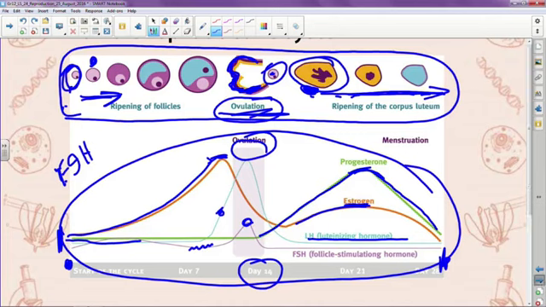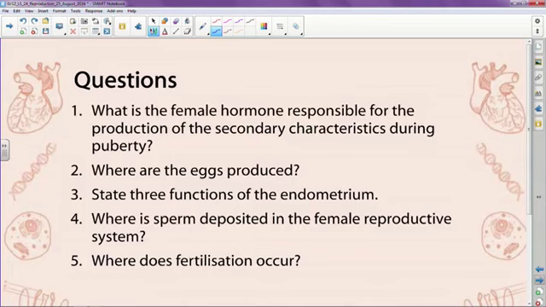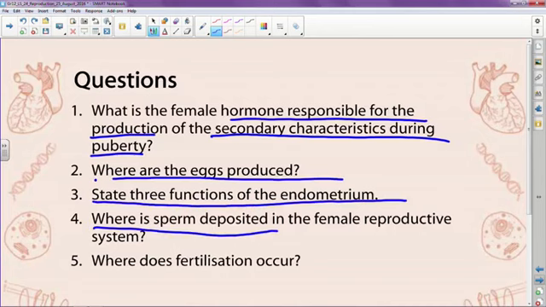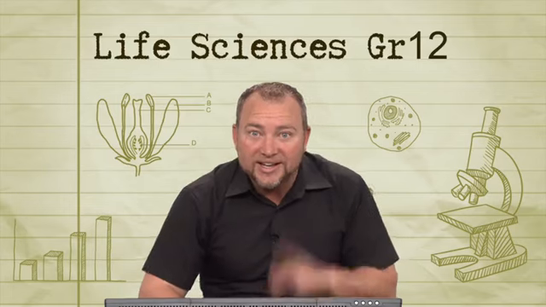Now, here's a question for you quickly. I'm going to give you quick questions. What is the female hormone responsible for the production of secondary characteristics during puberty? Where are the eggs produced? What are 3 functions of the endometrium? Where is the sperm deposited in the female's reproductive system? And lastly, where does fertilization occur? I'm going to give you a quick 2 minutes for that. Are you ready? Off you go.